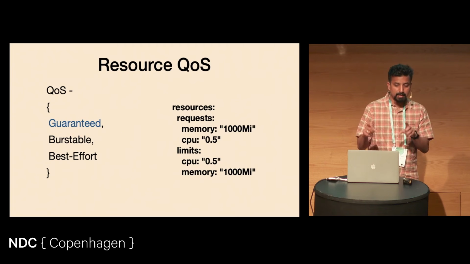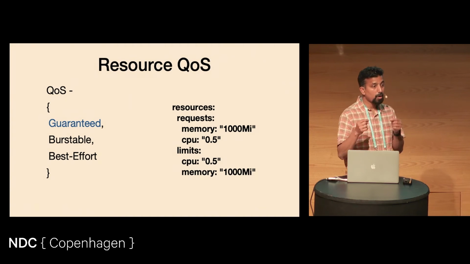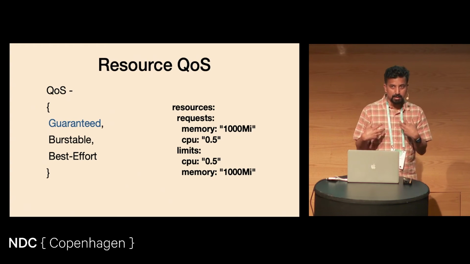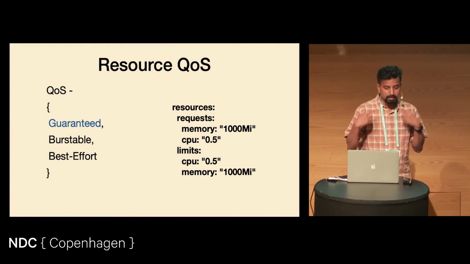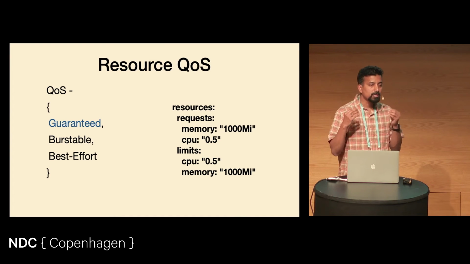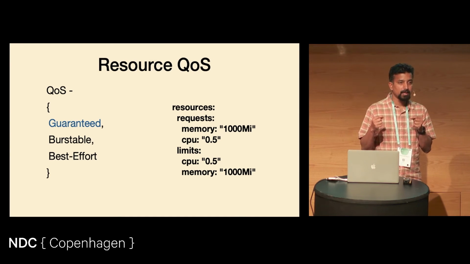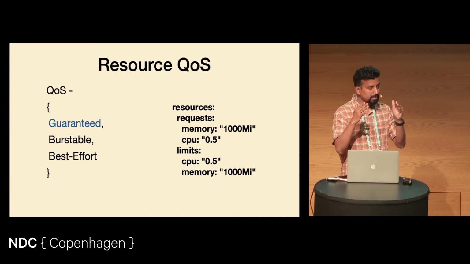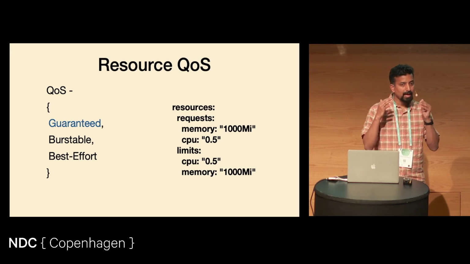So this is a key thing: resource quality of service in Kubernetes. Very, very key, important thing, which I learned by trial and error. Quality of service. What is quality of service in Kubernetes? There are 3 types of quality of service: guaranteed, burstable, and best effort.